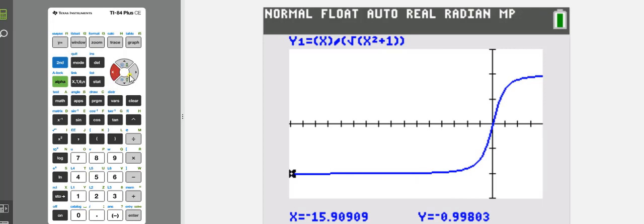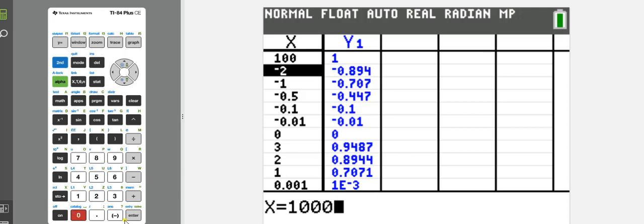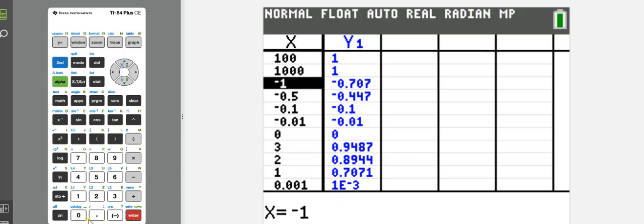We could double check that by using the table. So let's press second, graph for the table. Let's clear and plug in, let's say, 100. Press enter, and you get 1. What about 1,000? You get 1. What about 1 million? So as you can see, as x approaches infinity, the y value is approaching 1.